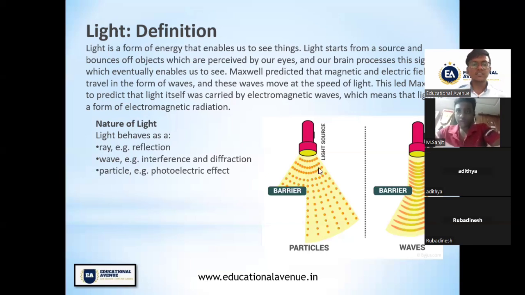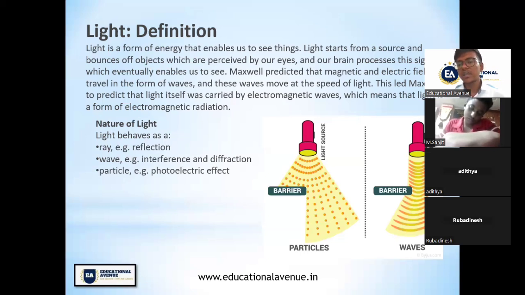See, light is a form of energy that enables us to see things. Like we are able to see anything, that is because of light. If you go into a dark room, you can't see anything. Why? Because light is not there. It is a form of energy that enables us to see things. This you have to mention.